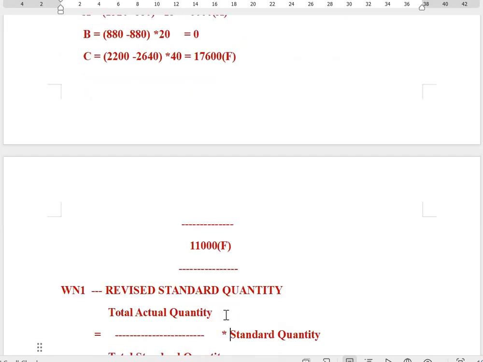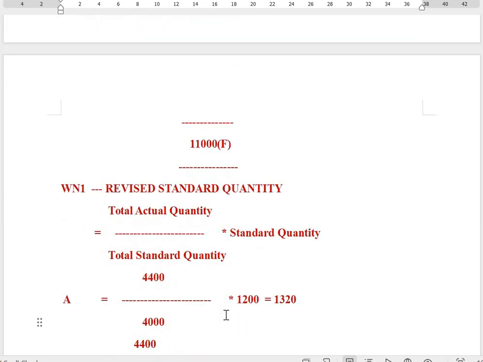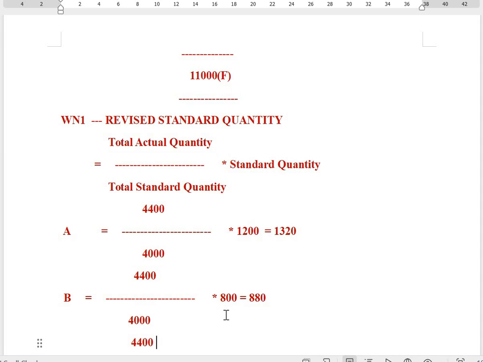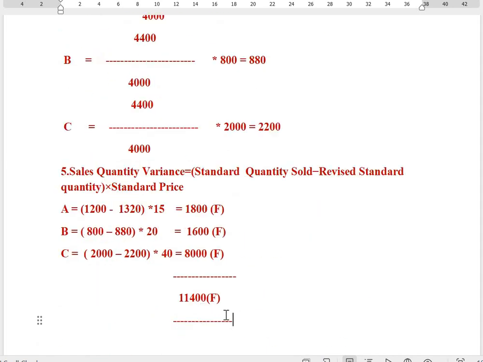Favorable. The next one will be the revised sales quantity variance. In the case of sales quantity variance, the formula is standard quantity minus revised standard quantity into standard price. Already we have computed the revised standard quantity, so we are just going to substitute here. The standard quantity of the product is 1200, the revised standard quantity is 1320. So 1200 minus 1320, 120. 120 into 15 we get 1800 favorable.